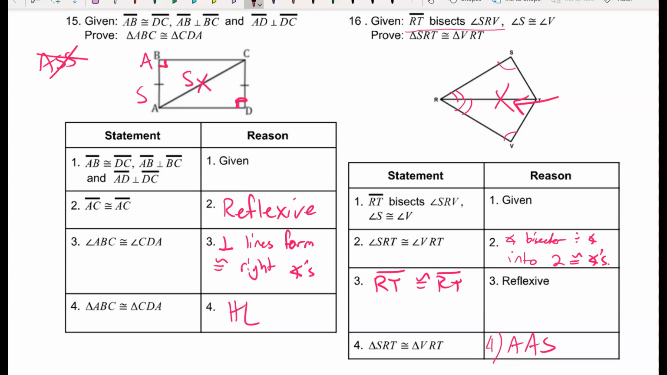Again, the side isn't between those two angles, so I know it's not going to be angle, side, angle. That would be if instead I had these two angles over here, because the side is now in between the angles.